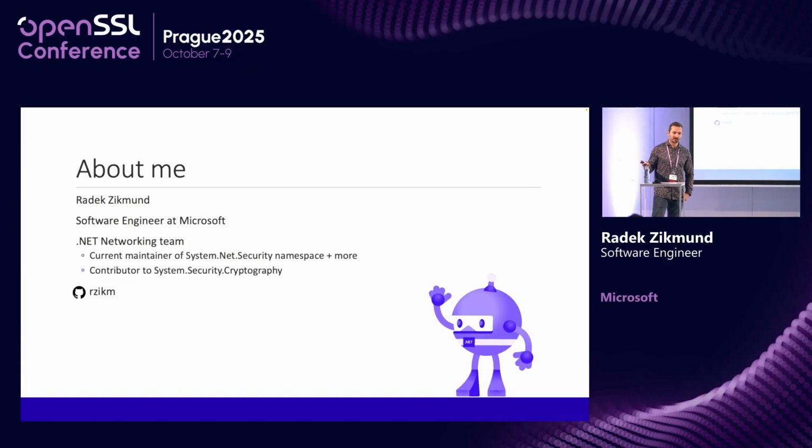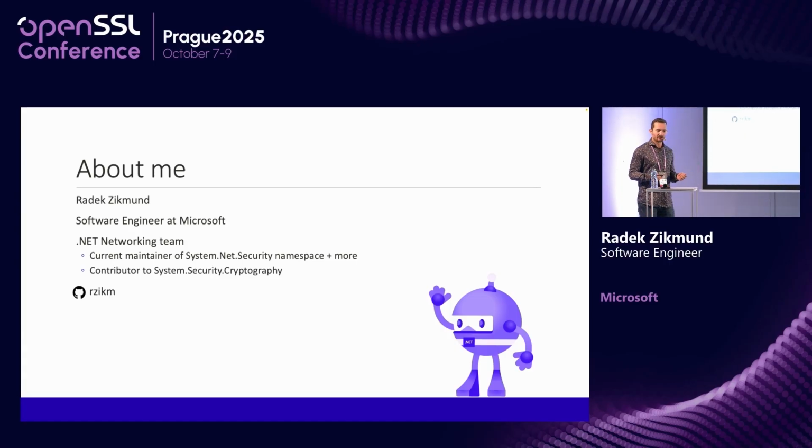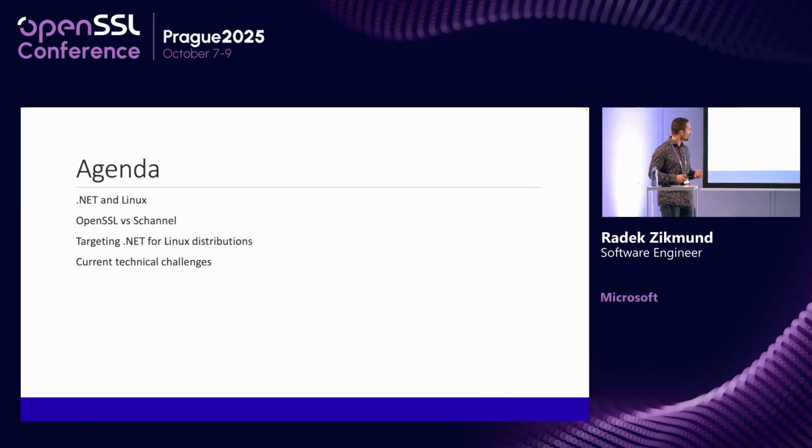As already mentioned, I am a software engineer at Microsoft. More specifically, I am a maintainer of the System.Net.Security namespace in the .NET Runtime. That's where our abstractions for TLS are that our users can use. I also do some small contributions to the System.Security.Cryptography namespace, where all the other cryptographic primitives are. Those areas are somewhat related, and both of these are backed by OpenSSL, at least on Linux.